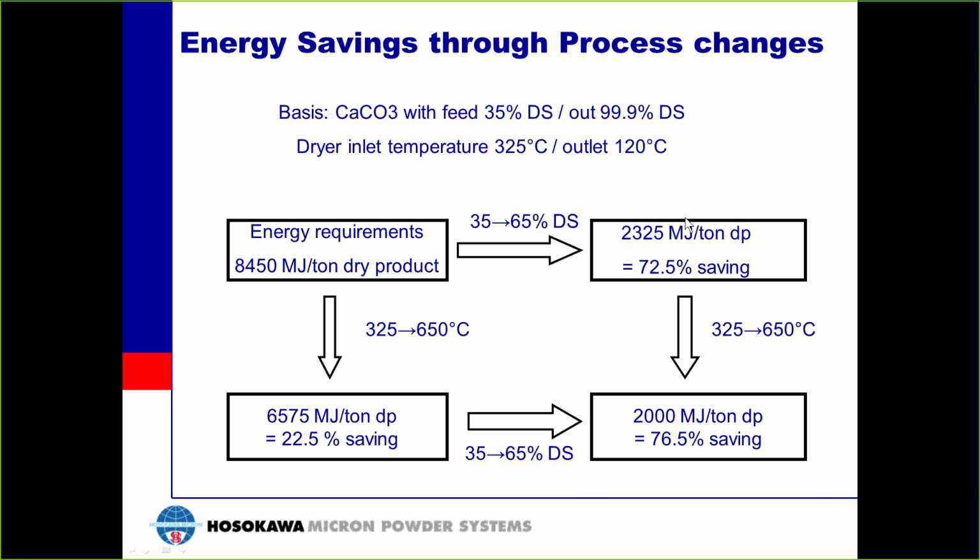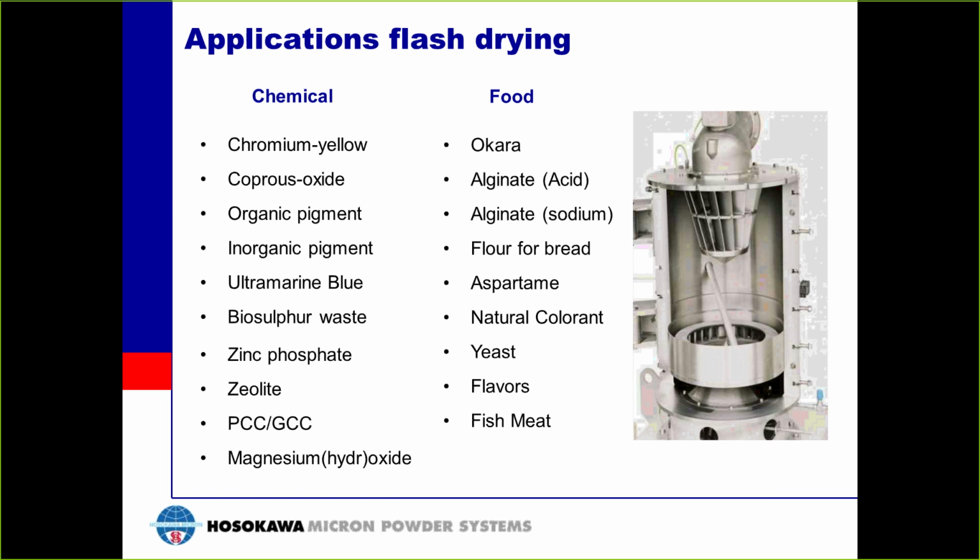Now the ideal is to do both. So you want to feed in less water and then you want to operate at a higher temperature, and that's going to be how you find the way to operate your flash drying system most efficiently. This shows some applications for flash drying. As you can see, they're pretty varied.